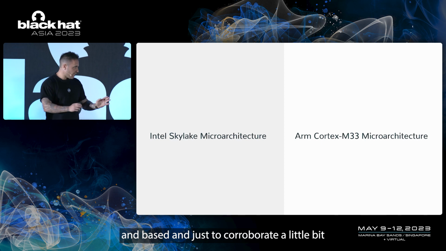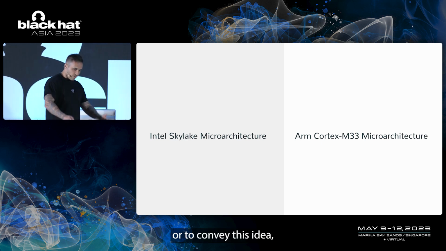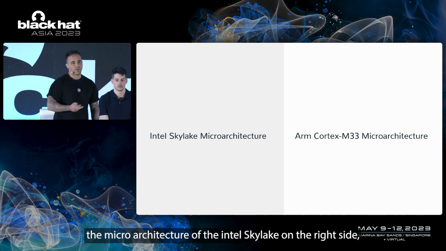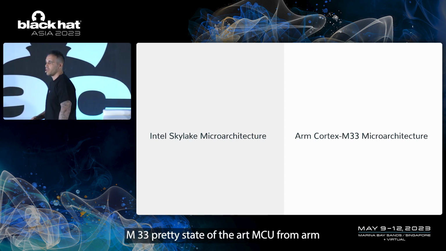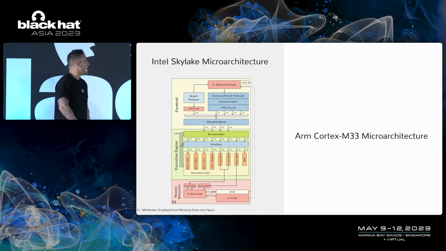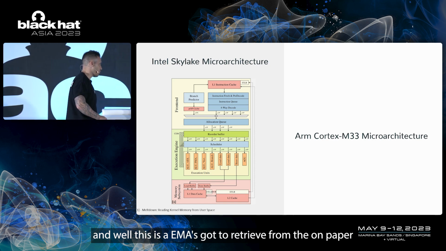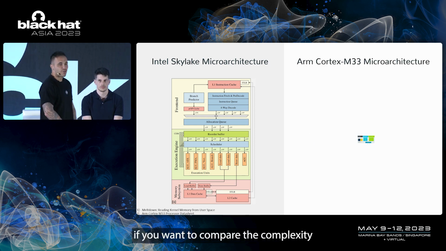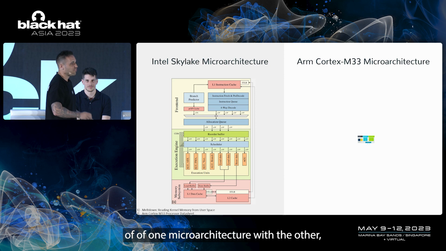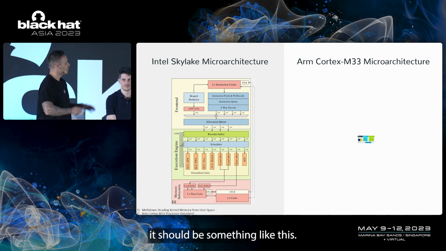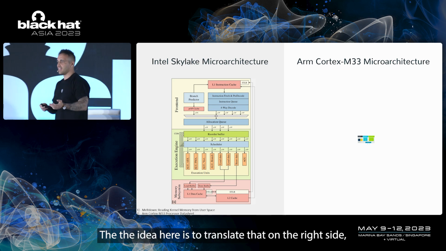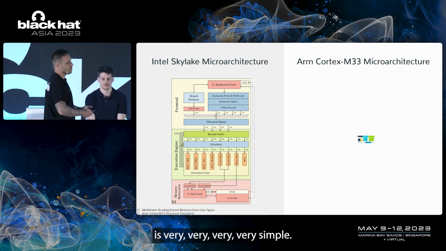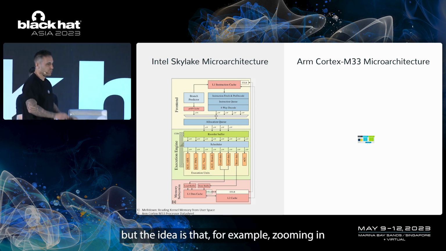And just to corroborate a little bit, or to convey this idea, we have here on the left side the microarchitecture of the Intel Skylake. On the right side, the microarchitecture of the Cortex-M33, a pretty state-of-the-art MCU from ARM. This image on the left is retrieved from the Meltdown paper. If you want to compare the complexity of one microarchitecture with the other, it should be something like this. The idea is to convey that the microarchitecture of the M33 is very, very simple. I mean, there is no one-to-one relation, but that is the idea.